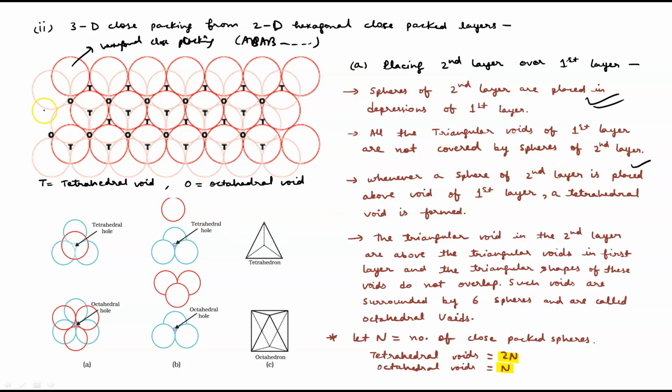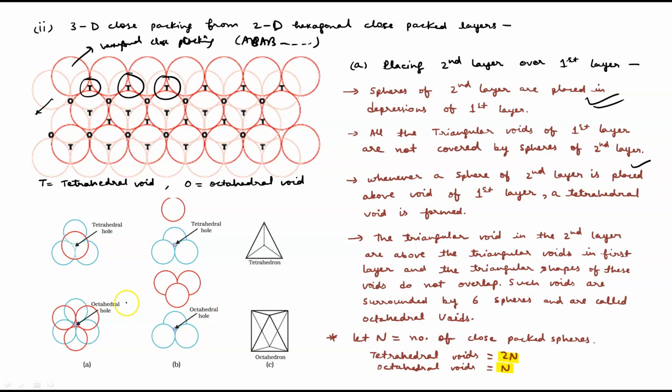You can see from the diagram, this is the first layer, the dark one, and this is the second layer. So these rows are hexagonal close packing rows. You can see from the diagram, when the second layer is placed over the first layer to cover the spaces, still there are some spaces. You can see these are two shaped voids.